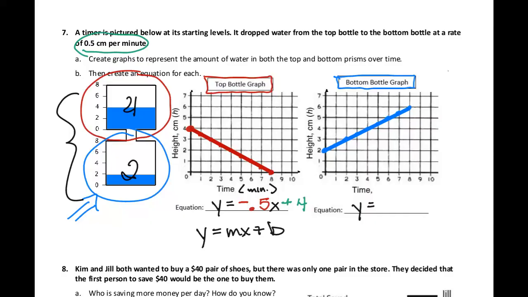Christian, yes, that is correct. I heard 2. Of course, I only saw 1. Yes, so it is going to be a positive 0.5x. And what is my y-intercept here? It's going to be plus 2. That's where we started. Okay? Any questions about that?